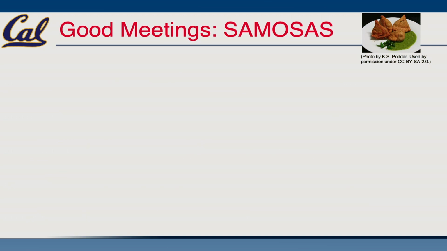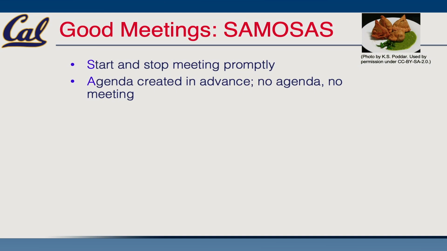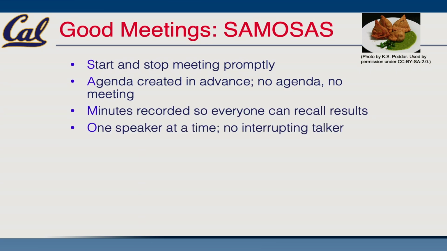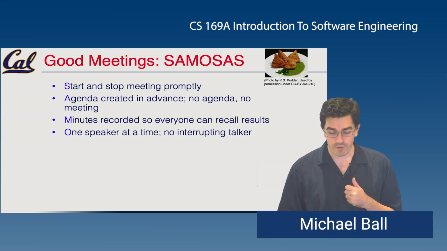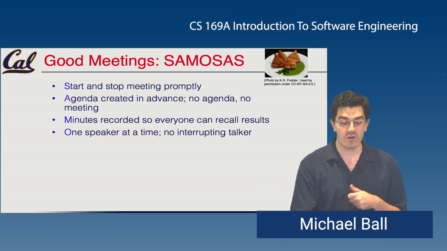We are fans of acronyms, and because pretty much everyone is a fan of food, we have a food acronym called SAMOSAs, and this is a general framework for good meetings. I will also note that these meetings do not have to be technical meetings. General rules apply to all meetings. Start and stop the meeting promptly, have an agenda for the meeting, and importantly, share the agenda in advance so that everyone who arrives at the meeting has a sense of why it is there. Record minutes so everyone can recall the results. One person at a time talking in the meeting, no interrupting others.